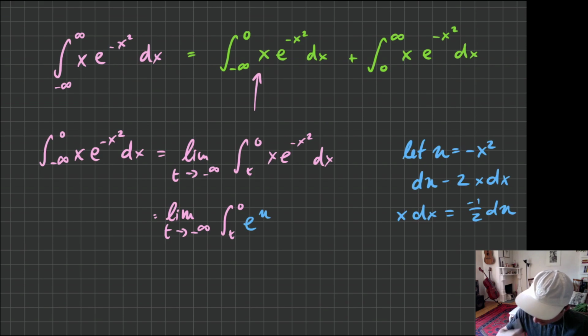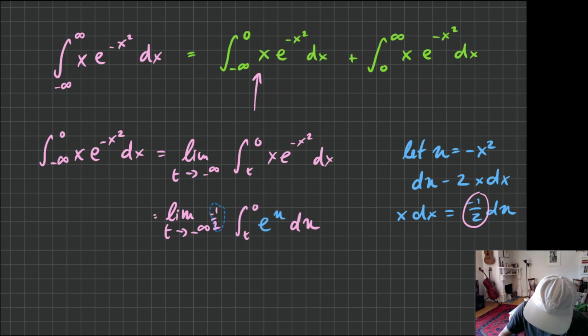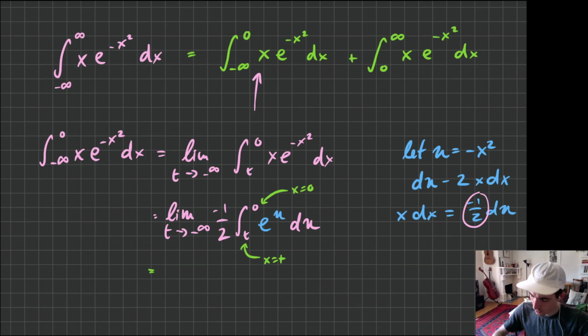Okay, so I've got e to the u du, right? And then I'm gonna have a negative 1/2 out here, because of this. So let me write that a little more legibly. Okay, so I've got negative 1/2 out here. This should be fairly easy to integrate, right? And these are limits: x equals t, and this is x equals 0. I'll bring it back in terms of x in just a second.